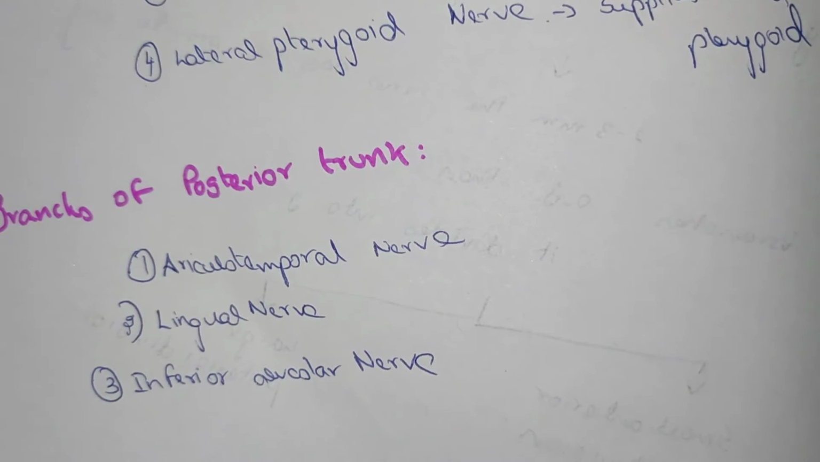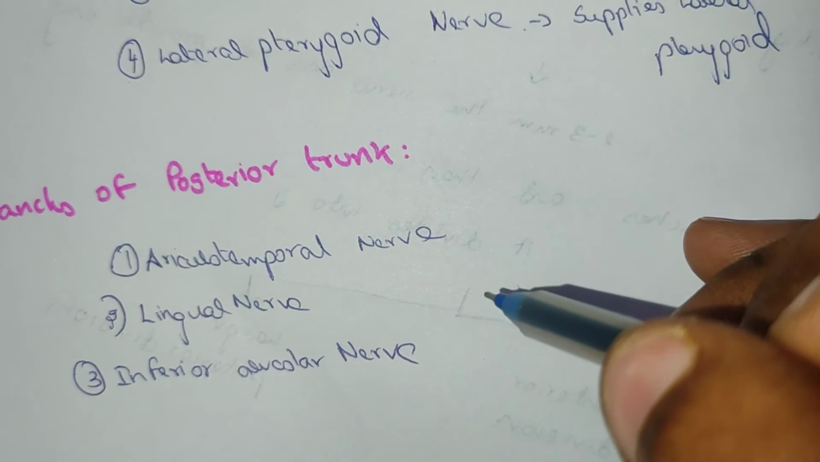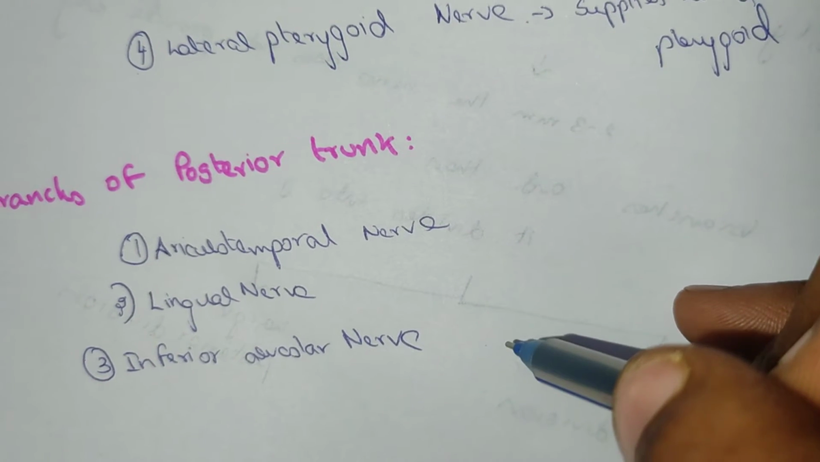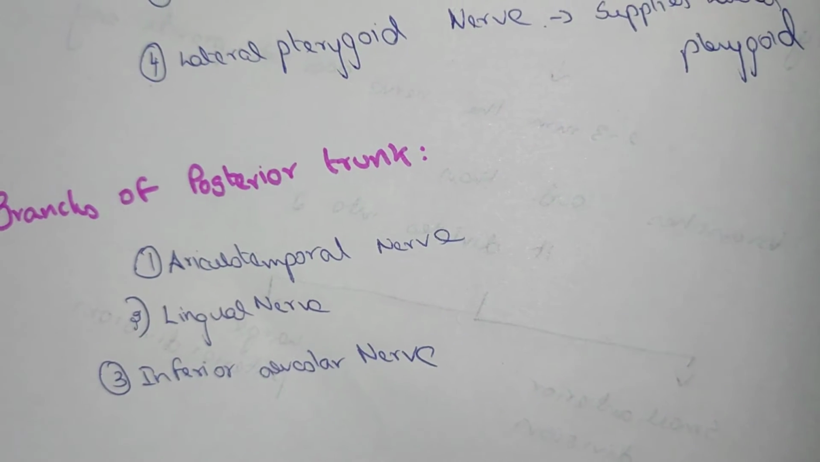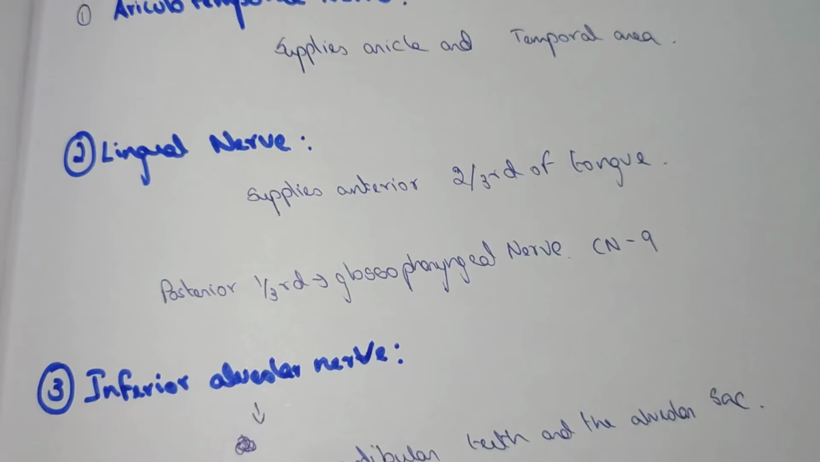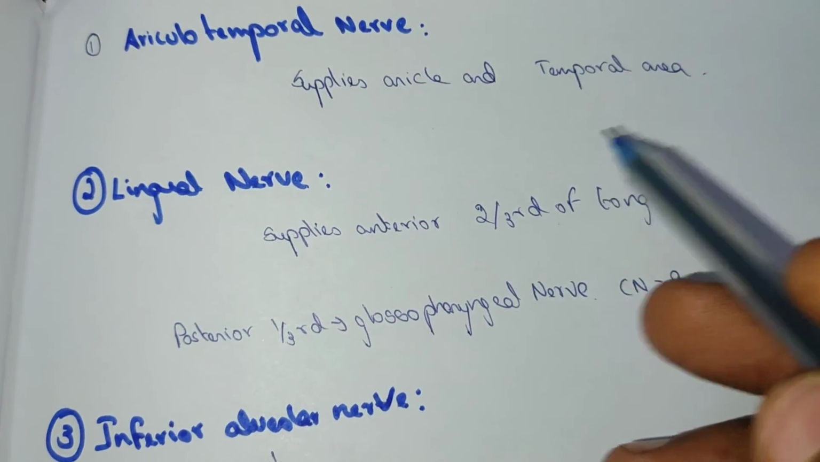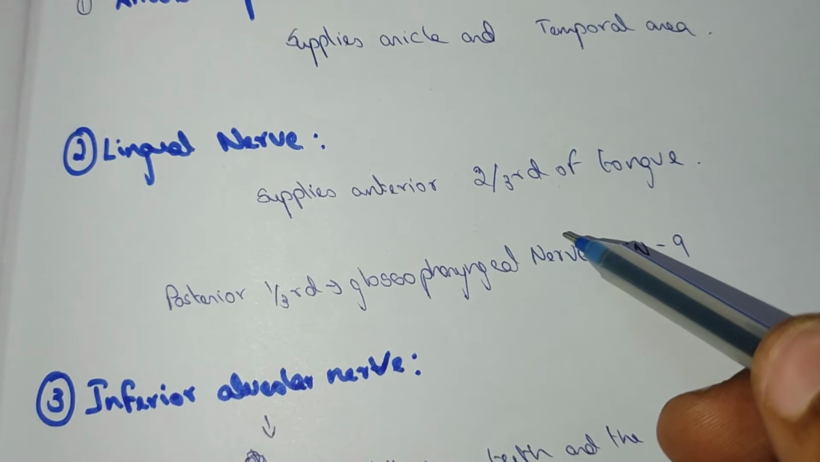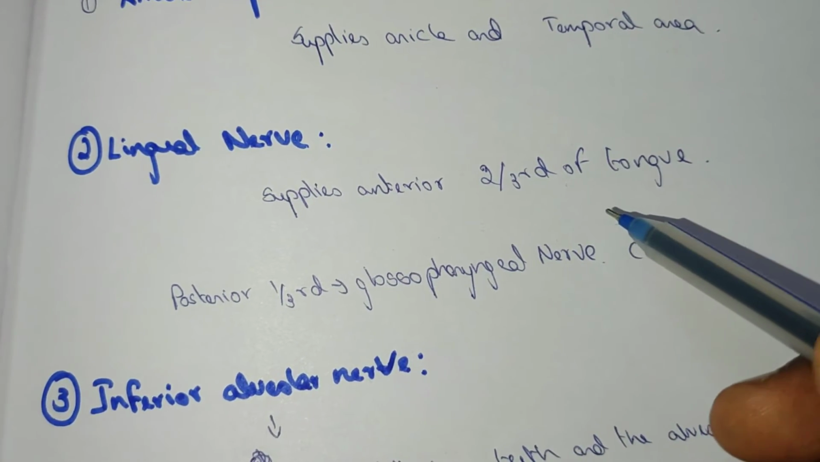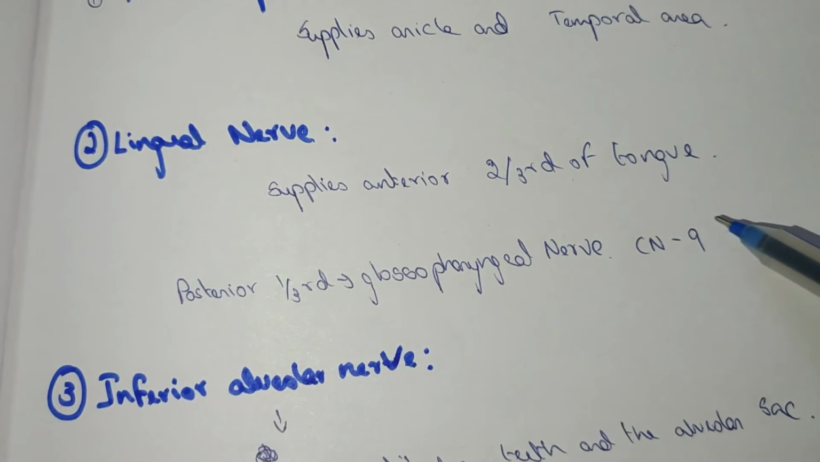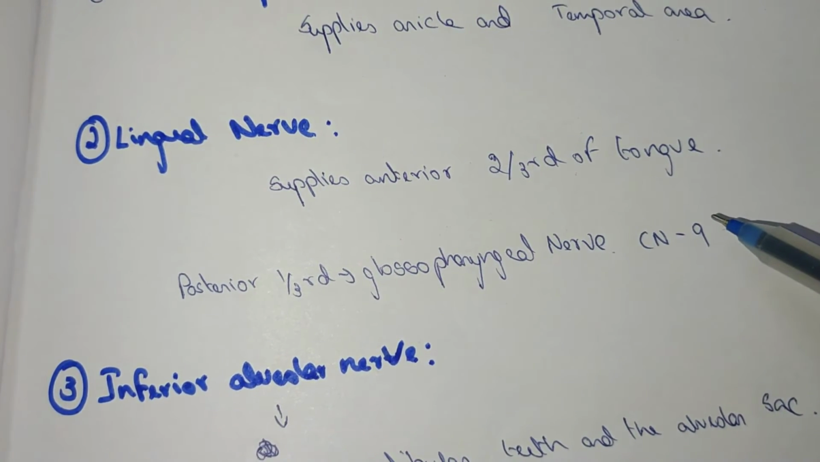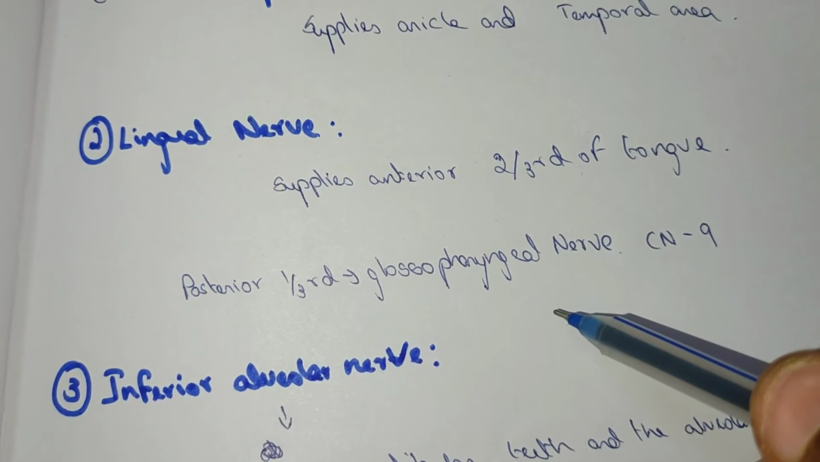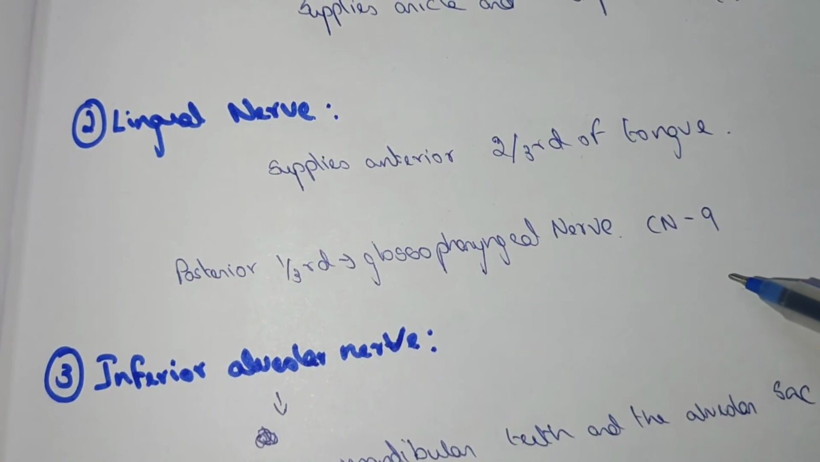Now we will see about the posterior division: auriculotemporal nerve, lingual nerve, and inferior alveolar nerve. These three are the posterior division of the mandibular nerve. The auriculotemporal nerve supplies the auricle and the temporal area. The lingual nerve supplies the anterior two-thirds of the tongue. The tongue is divided into the anterior two-thirds and the posterior one-third. The anterior two-thirds is supplied by the lingual nerve, and the posterior one-third is supplied by the glossopharyngeal nerve, which is cranial nerve number 9.